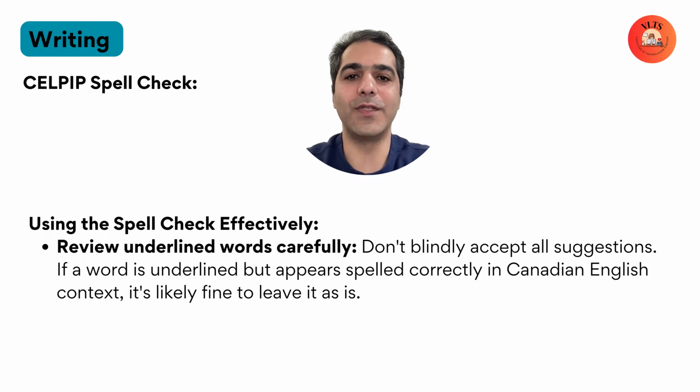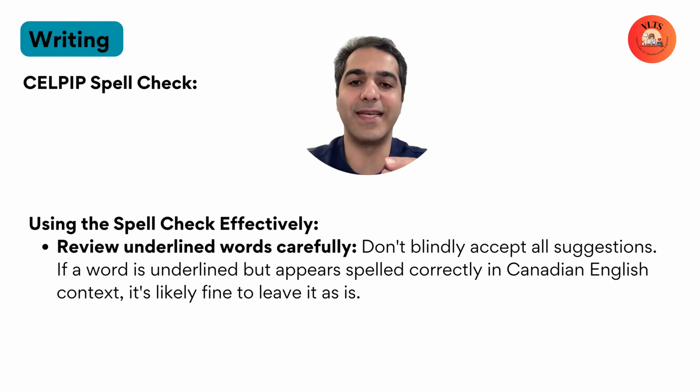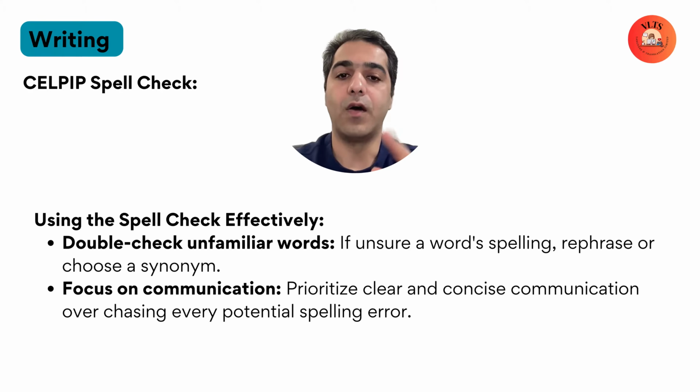In order to use the spell check effectively during the writing task, you need to first review the underlined words carefully. It means do not blindly accept all suggestions. If you found underlined words but it appears that the spelling is correct in Canadian English, just leave it there as is.